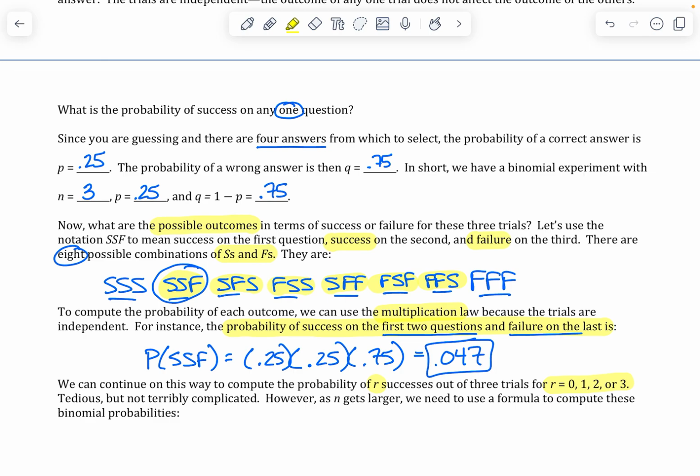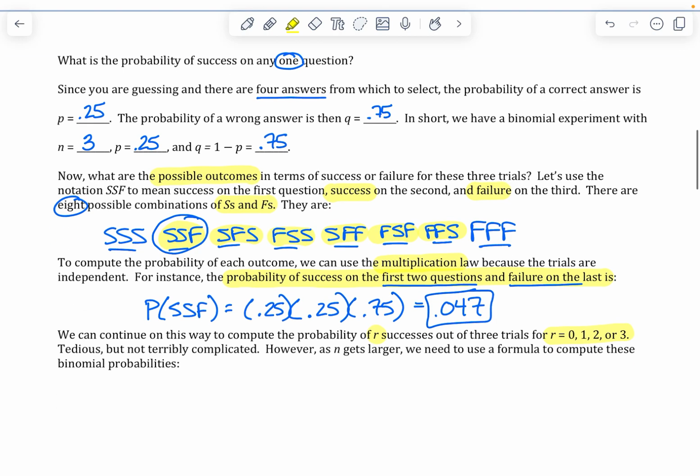There were 0 ones, 1 one, 2 ones, or 3 ones. So that's what's going to lead to our scenario, right? If you were to figure out the probability of all 3 correct, you could do it. It's tedious, but not terribly complicated. You could do 0.25 times 0.25 times 0.25, and you would get 0.016. So a 1.6% chance of getting them all right.